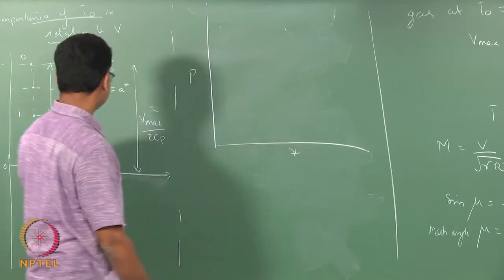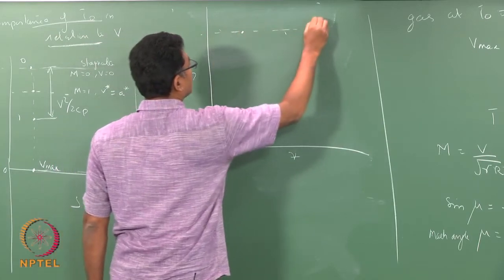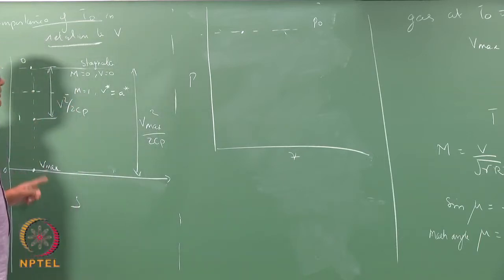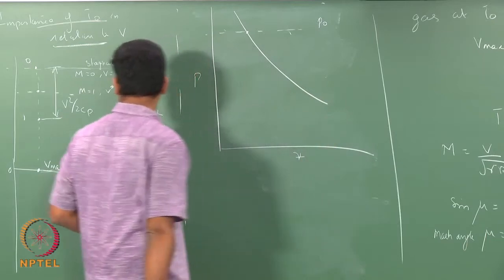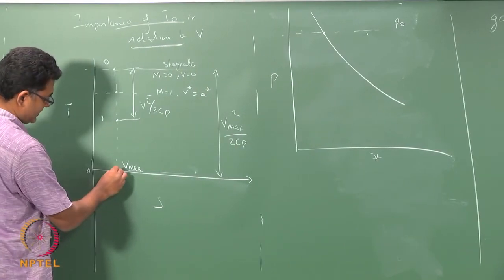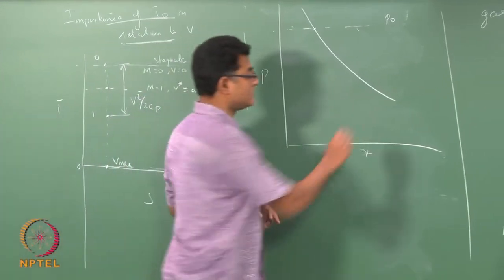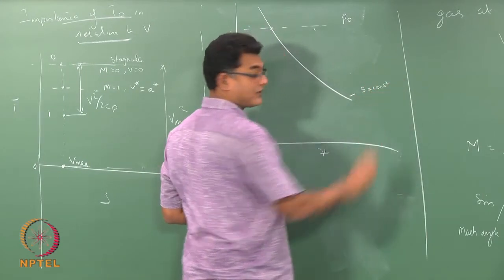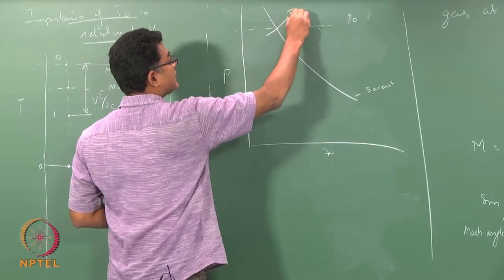In the PV diagram, I have a P0. This is an isentropic process. So, I have an isentropic process here. So, this process 0, 1 and this condition, the max condition, all lie in this particular line. So, this is my constant entropy line. So, this point is my T0.